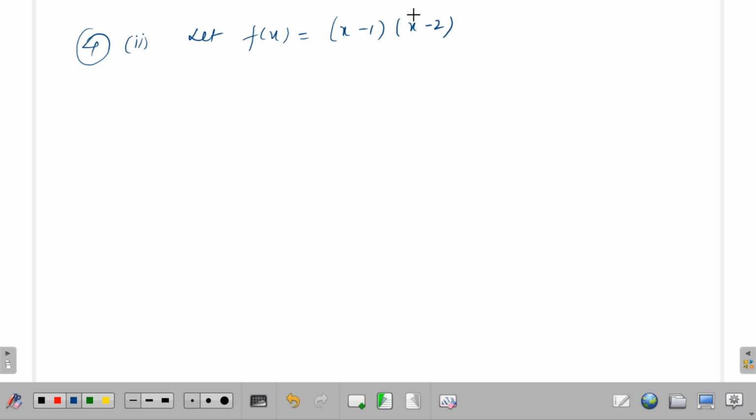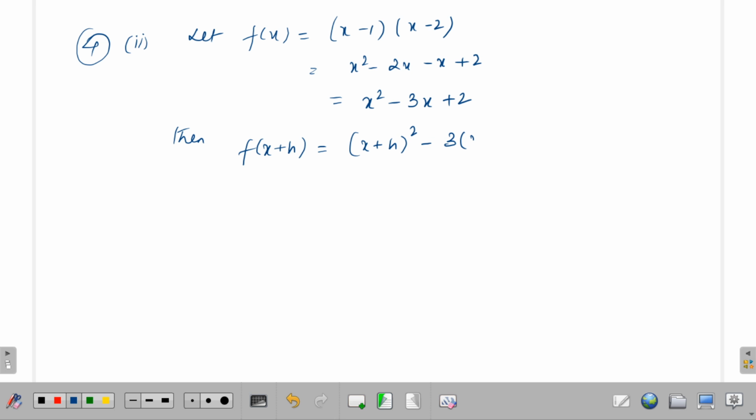Now, whenever you get a problem like that, I want you to simplify. So if you simplify this one, you'll get the answer x squared minus 2x minus x plus 2, which is nothing more than x squared minus 3x plus 2. So I got this one. Then I need your f of x plus h. So that will be x plus h, the whole thing squared, minus 3 times x plus h, plus 2, which is x squared plus h squared plus 2xh minus 3x minus 3h plus 2. So keep it like that for timing. So I got till there.